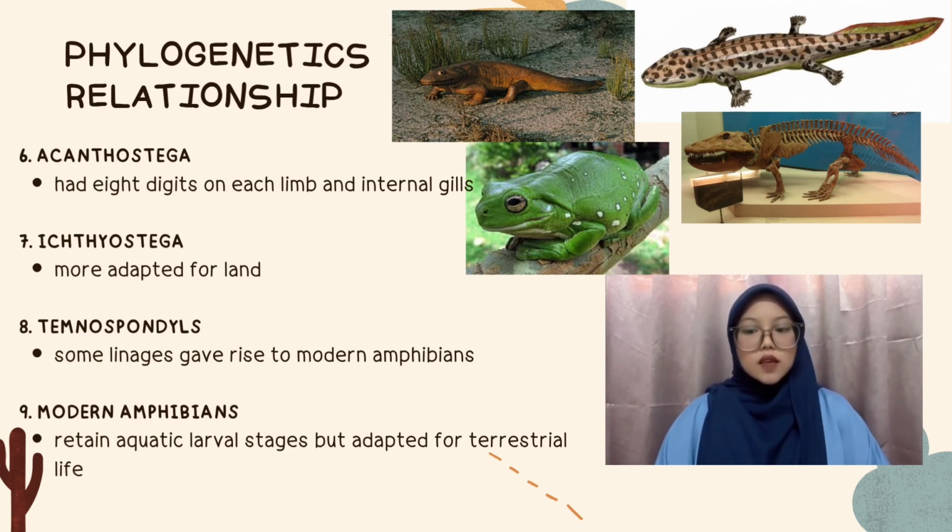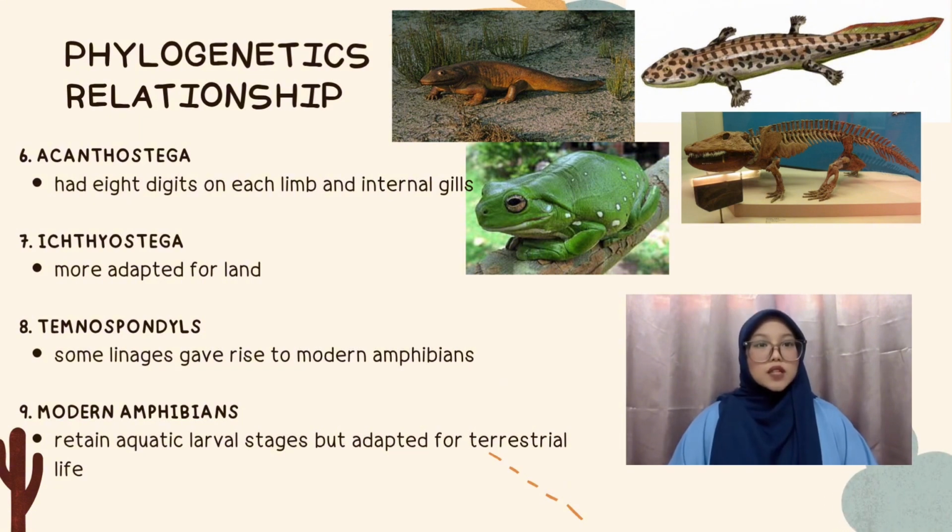Next is Temnospondyls. Temnospondyls are a diverse group of early tetrapods. Some lineages gave rise to modern amphibians. They include aquatic and semi-aquatic species.